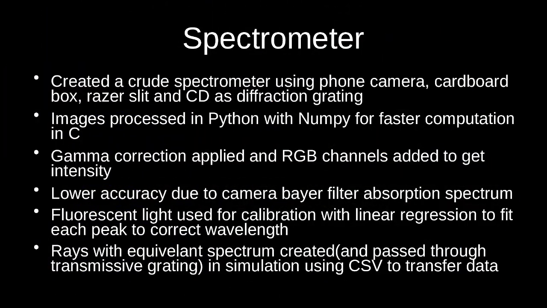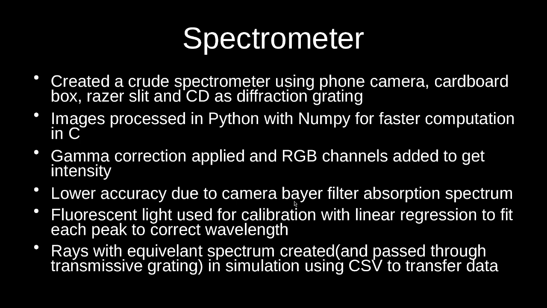Next, this is my favourite extension. I created a spectrometer using a phone camera, cardboard box, razor slit, and a CD with the back taken off as a transmissive diffraction grating. I then process the images from this phone camera, looking at a diffraction grating, in Python, and I use NumPy to do some of my computations in C, which is faster than Python. I then apply gamma correction and sum my RGB channels to get a rough estimate of light intensity.